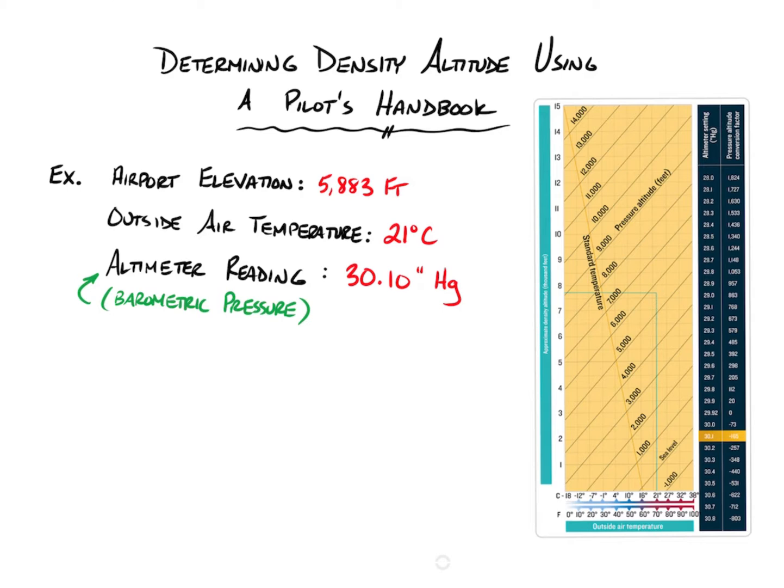So I made up an example here. We've got our airport elevation of 5,883 feet. The outside air temperature is 21 degrees Celsius, and the altimeter reading, which just tells you the barometric pressure, says it's 30.10 inches of mercury. So a few different steps. There's only one very simple calculation you need to use this table.